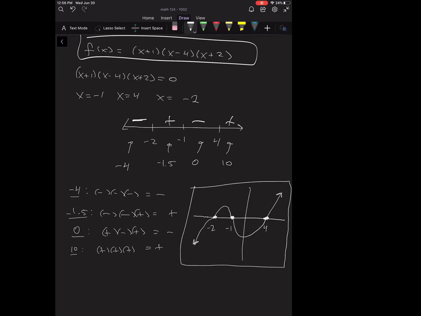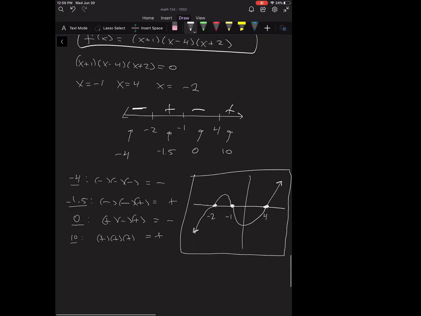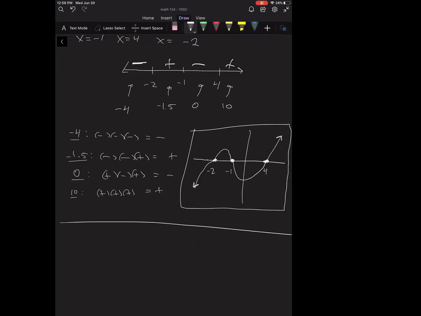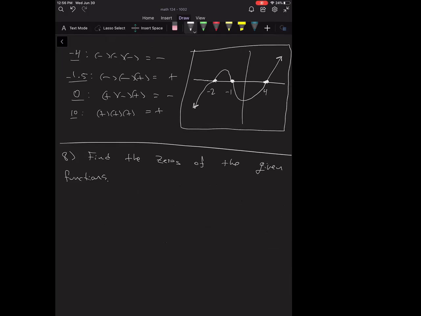Okay, let's do problem number 8. So we want to find the zeros of the given functions. Number A is f of x is equal to 2x squared plus 3x plus 10.